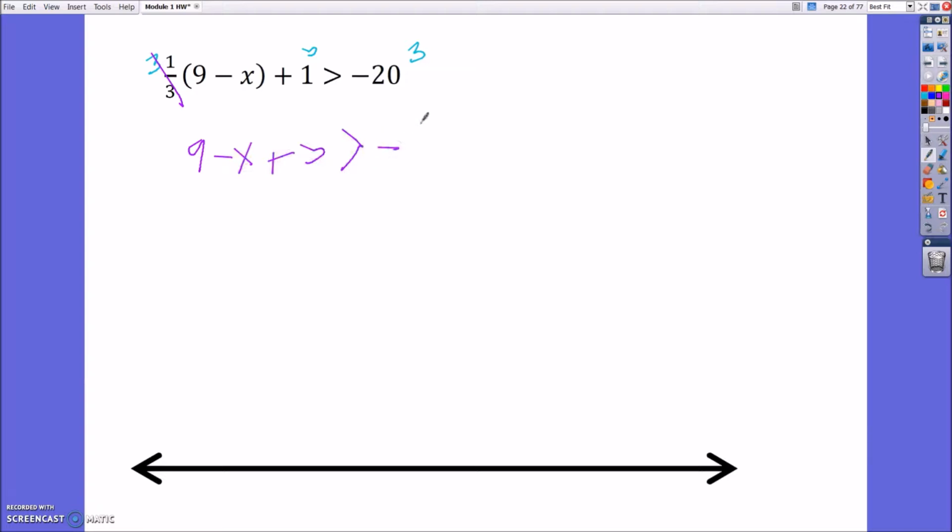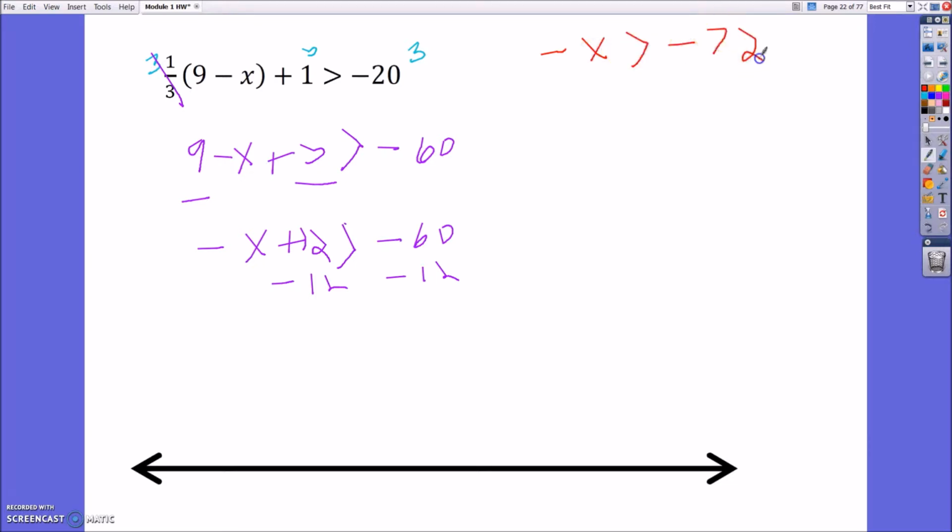than negative 60. What we want to do now is combine like terms of the 9 and the 3 to get negative x plus 12 is greater than negative 60. And what we're going to do is subtract 12 on both sides. That'll give me negative x is greater than negative 72.